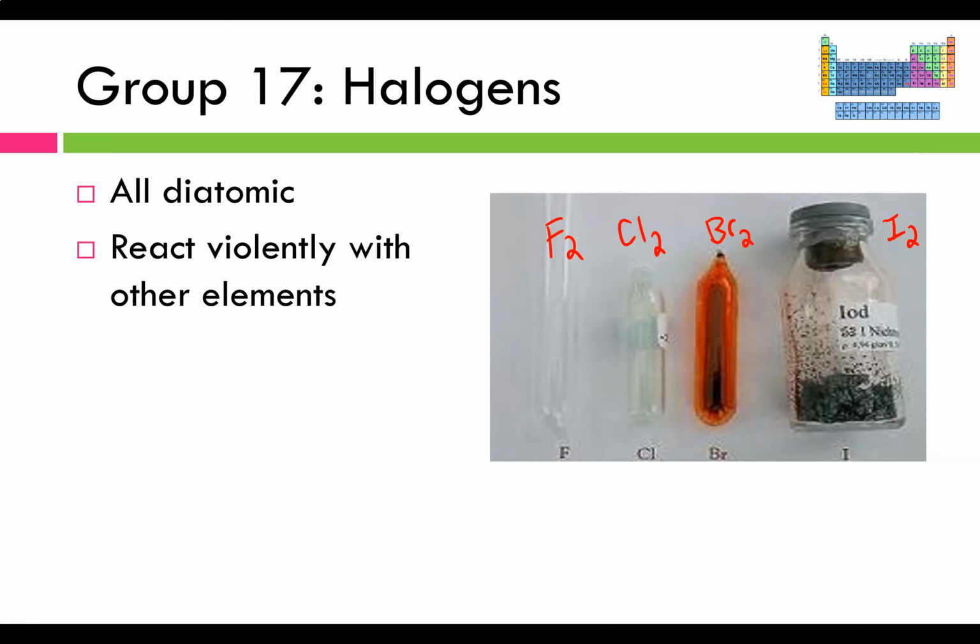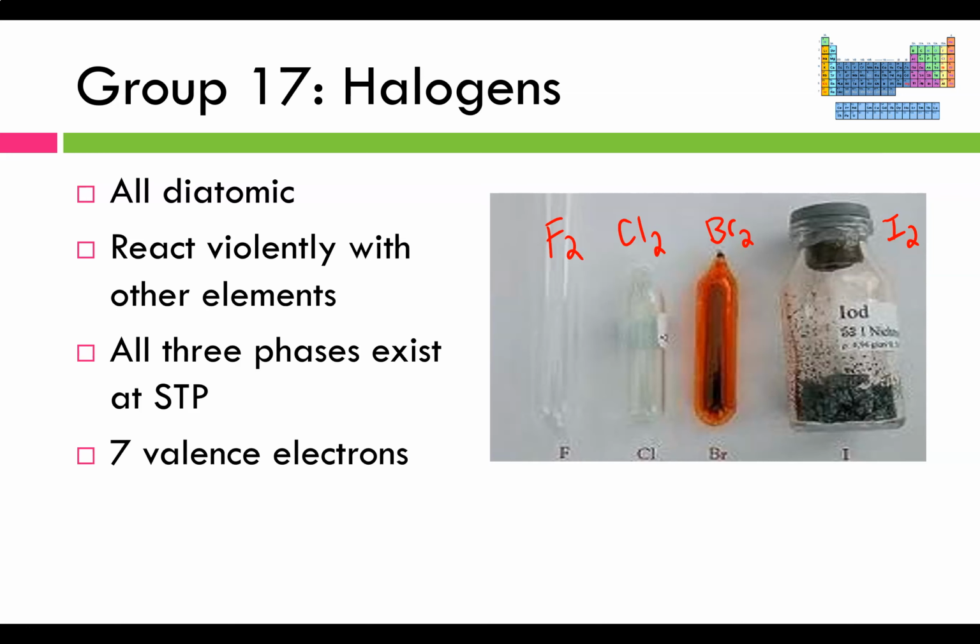These elements react violently with all other elements. A fun fact, all three phases of matter exist at STP. Again, we've got fluorine and chlorine as gases, bromine as one of two liquids on the periodic table. Do you know the other? It's mercury. And iodine at room temperature is a solid. Also very volatile, it tends to sublime pretty readily to form a purplish gas.